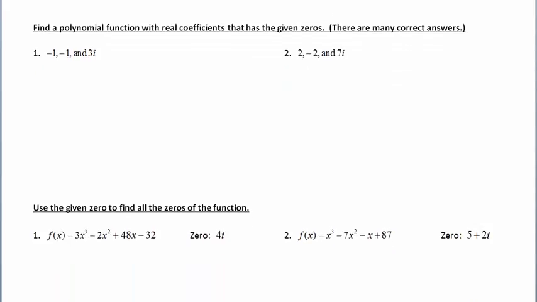Here's one of the objectives. We're asked to find a polynomial function with real coefficients that has the given zeros. So they're giving us the solutions and asking us to find the function that these are solutions of, or zeros of.